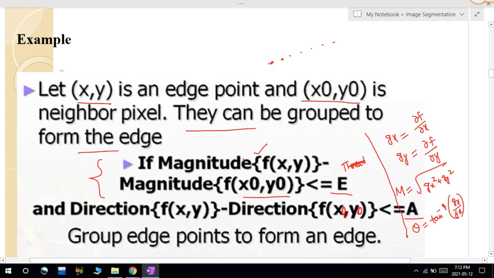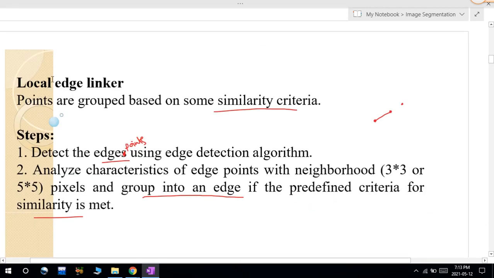I will find the direction for this edge point and the direction for the other edge point. If I subtract those directions and the difference is less than or equal to some angle threshold value, say 45 degrees, then that criterion is met. The magnitude threshold may be some intensity value, like 5 or 10. If both criteria are met, then I can group those edges and link those points. If they are not satisfied, then I won't group that with the particular point, so I won't consider it as an edge point. This is how I follow the edge linking process in the local edge linker.